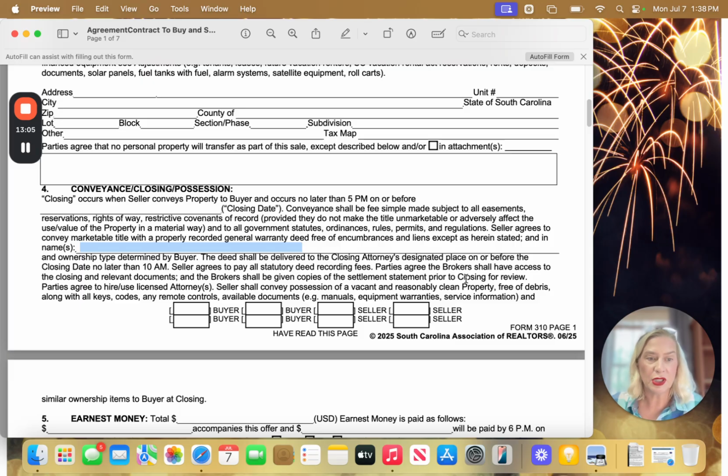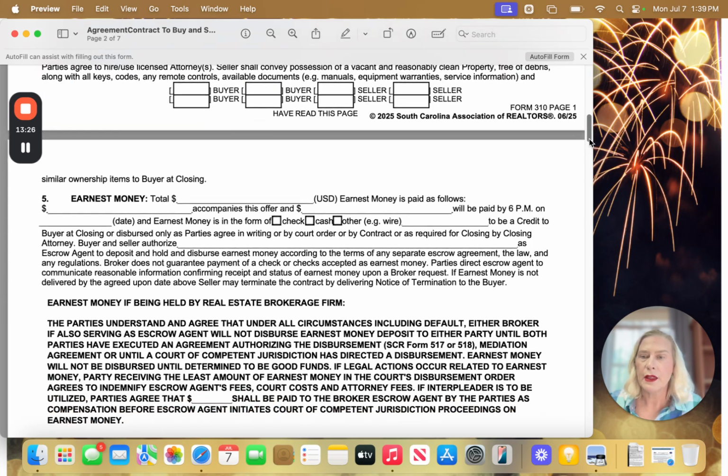Tell them, get your junk out of my damn house. Don't let anybody sell property that's covered in junk in their garage. Along with all the keys should be conveyed and brought to closing, remote controls, available documents, etc. So it just goes into all the things that your buyer can expect the seller to bring for closing.